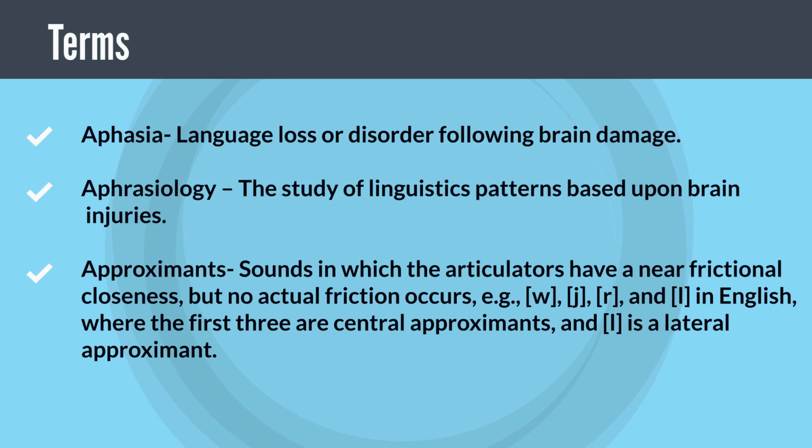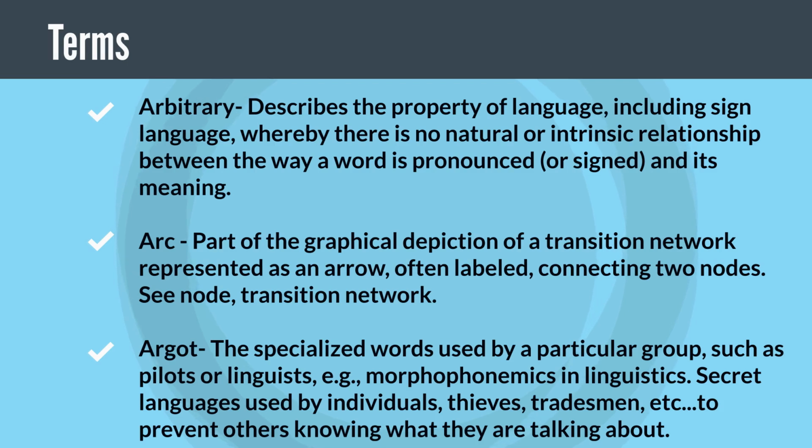Approximants, sounds in which the articulators have a near frictional closeness, but no actual friction occurs. Example, W, J, R, and L in English, where the first three are central approximants, and L is a lateral approximant. Arbitrary, describes the property of language, including sign language, whereby there is no natural or intrinsic relationship between the way a word is pronounced or signed and its meaning.